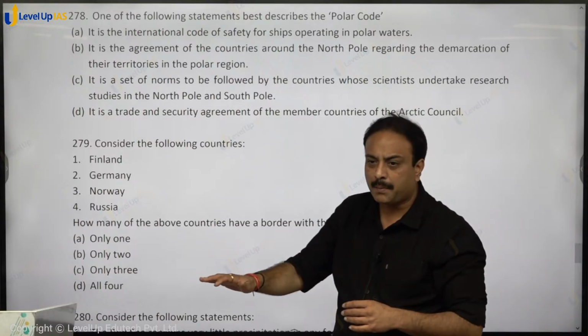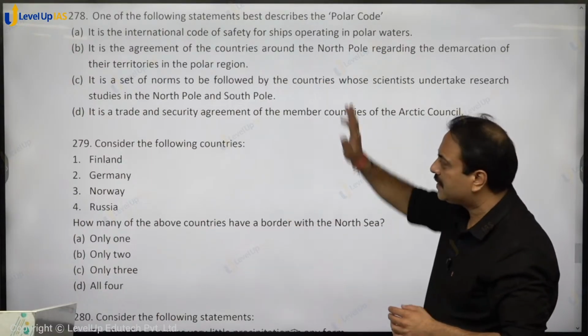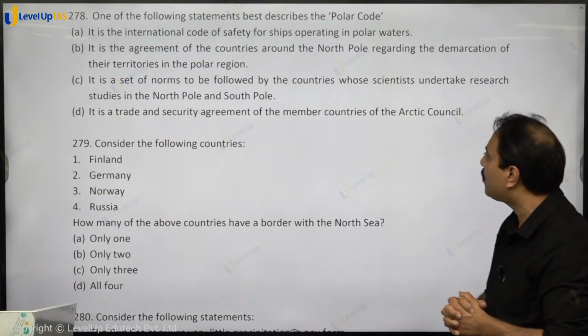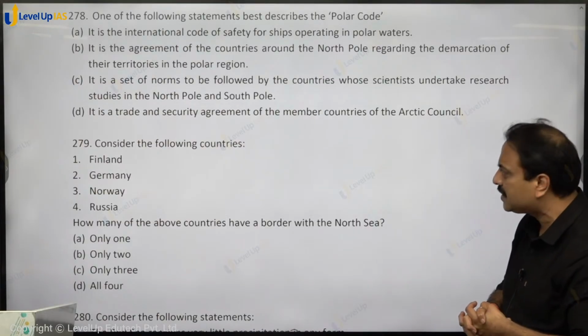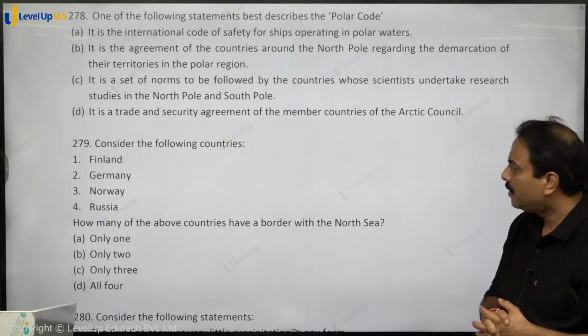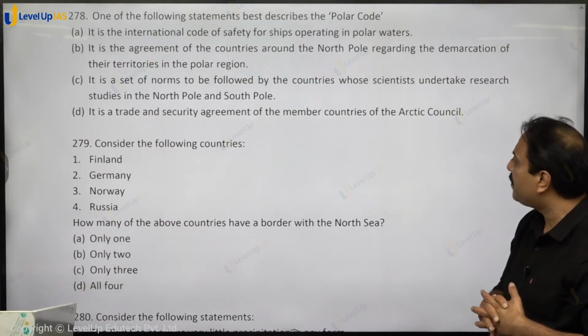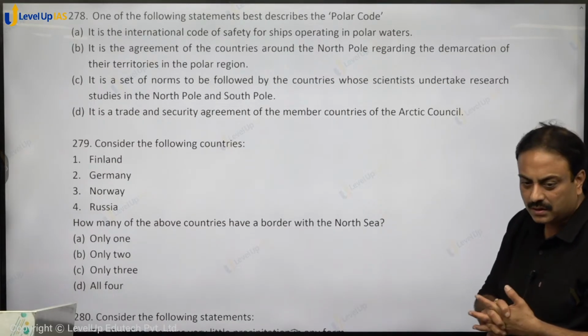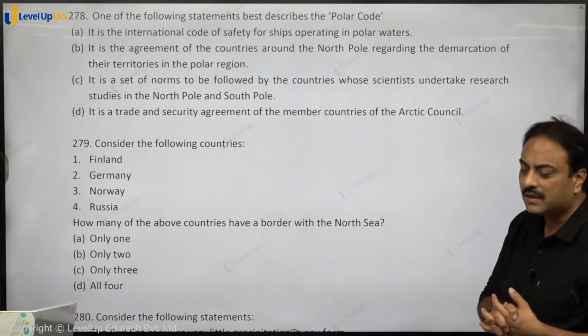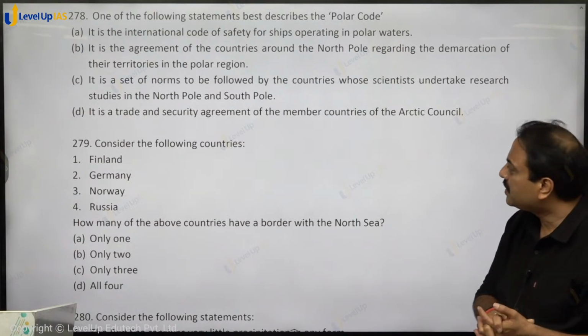Territories are not demarcated properly in the polar region. So B is not there. It is a set of norms to be followed by countries whose scientists undertake research studies in North Pole and South Pole. It is a trade and security agreement of member countries of the Arctic Council. Option A is the correct one. Option C is not the correct one.